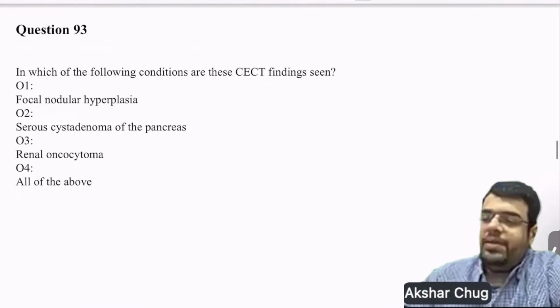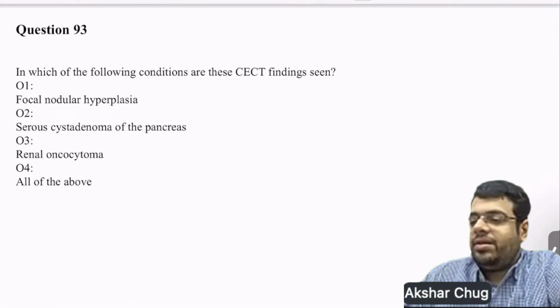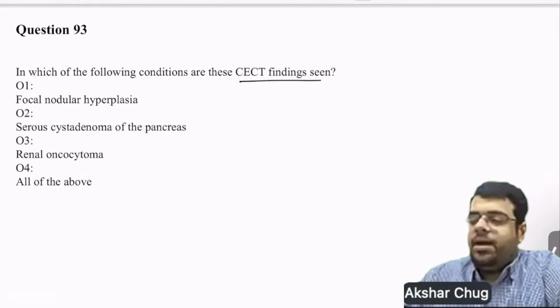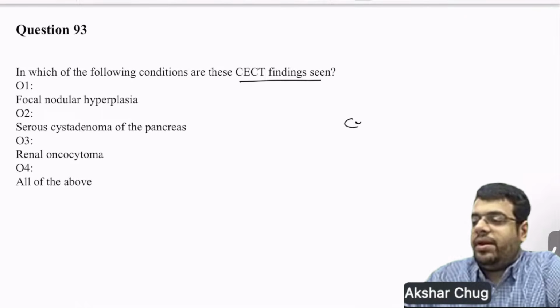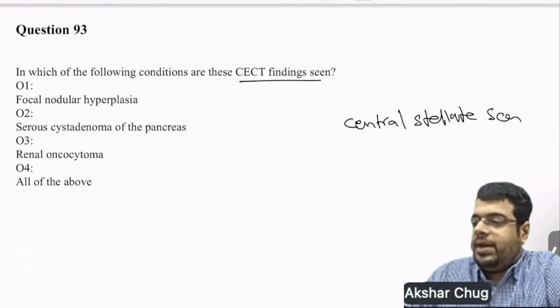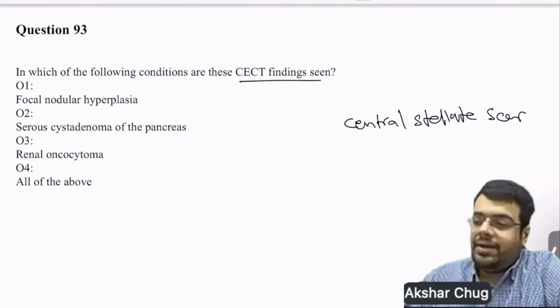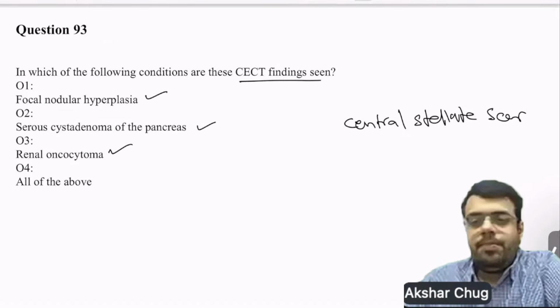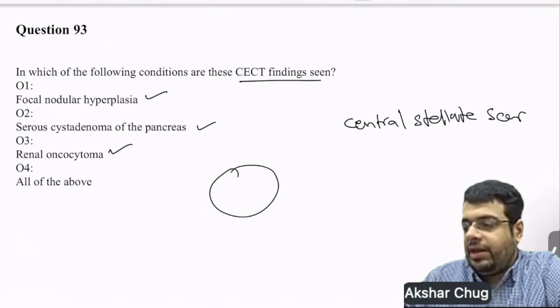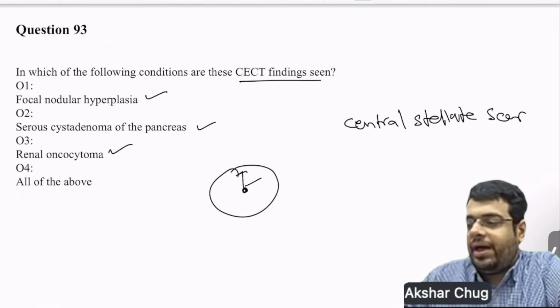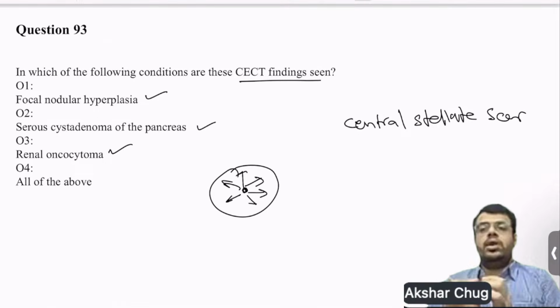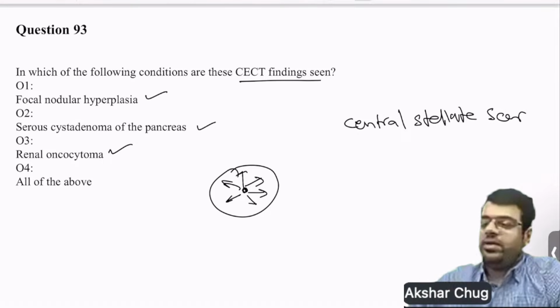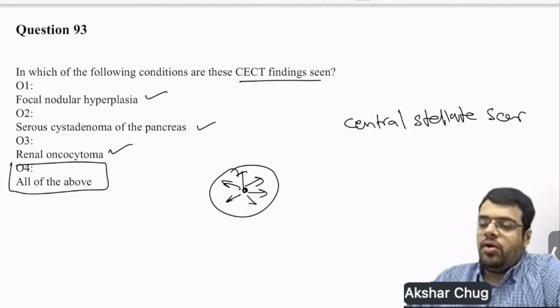Question 93. In which of the following conditions are these CECT findings seen? The CECT finding showed a central stellate scar. As we know, a central stellate scar is classically seen with FNH, serous cystadenoma of the pancreas, and renal oncocytoma. The concept behind this is that if any organ has a central arteriole and it has smaller arterioles going from in to out, it causes a central stellate scar. So basically, all of the above would be the correct choice.